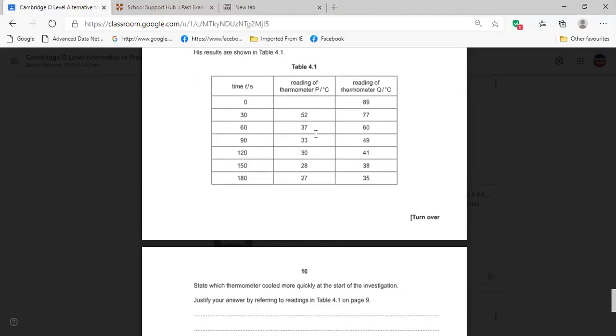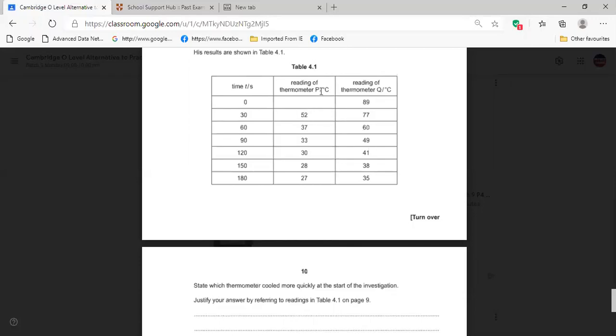so what you are observing here is the temperature drop. Yeah, the temperature drops more where? In P, right? Yes, sir. So what will you say? Which one will cool down more quickly, P or Q? P. So you changed your answer, right? Yes, sir. You should correct it.